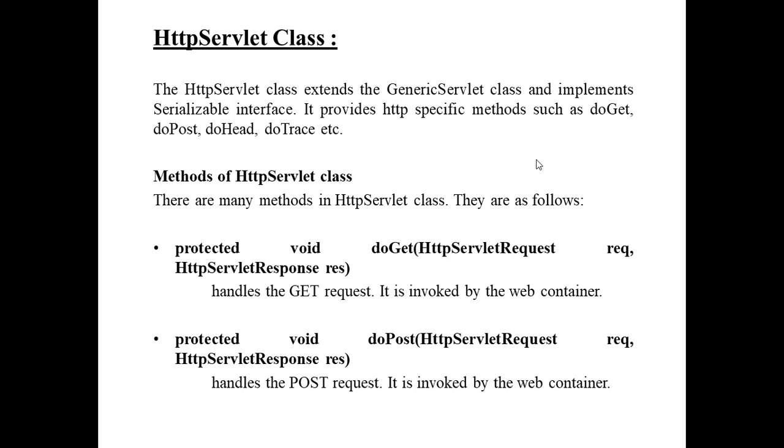So the doGet method is used to perform the HTTP GET request and it is invoked by the web container. The second method is doPost, having the syntax protected void doPost with two arguments, that is HttpServletRequest object and HttpServletResponse object. This handles the POST request and it is invoked by the web container. So this method performs the HTTP POST request.